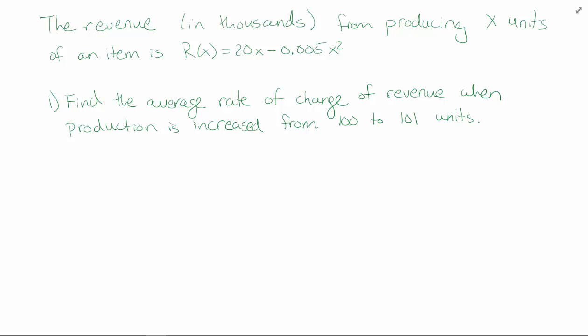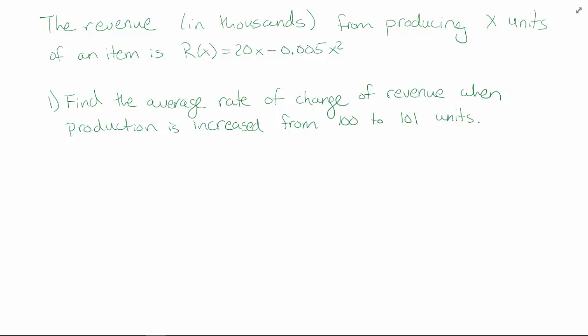So let's find the average rate of change of revenue when production is increased from 100 to 101 units. In a business, you want to find that sweet spot of essentially how many units I should produce to maximize my profit. So we're essentially trying to figure out if we produce one more unit, do we gain money or do we lose money in general.